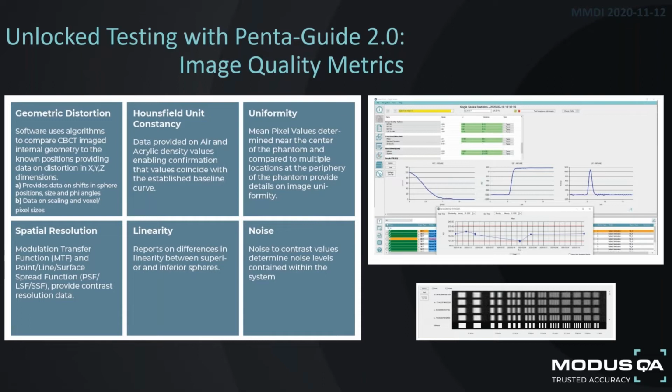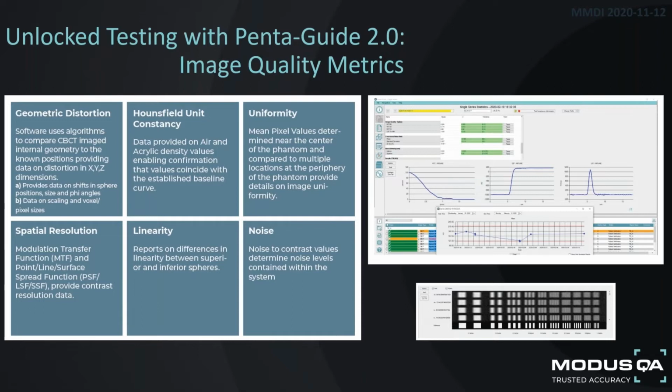So for geometric distortion, we compare the CBCT imaged internal geometry to the known dimensions of the Phantom. And we also provide information on shifts in sphere positions, their size, phi angle, as well as scaling and voxel sizes. For Hounsfield unit constancy, we provide air and acrylic density values to perform an ongoing assessment that the values are in line with an established baseline.